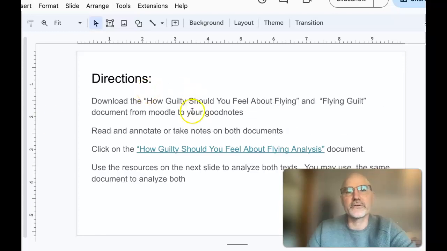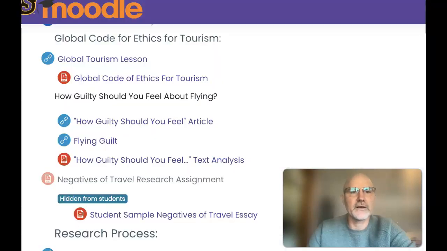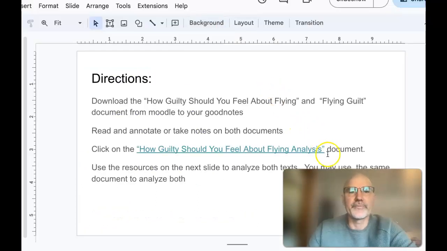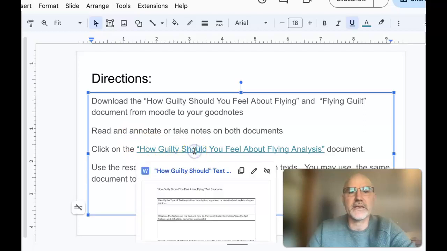Okay, you need to open those two articles. Flying Guilt is a link, and How Guilty Should You Feel is a PDF. You can't really download them, but you can open them and take a look at them, and read and annotate or take notes, because it is a web page on both documents. Think about the structure work that we did in the last class, which we reviewed from when we did the narrative structure. Then click on the How Guilty Should You Feel About Flying analysis document, and it's the same exact document.